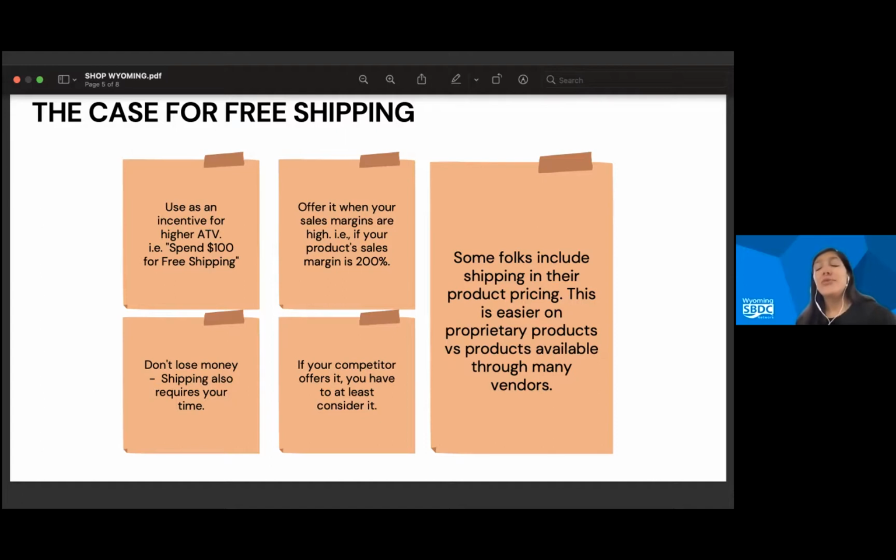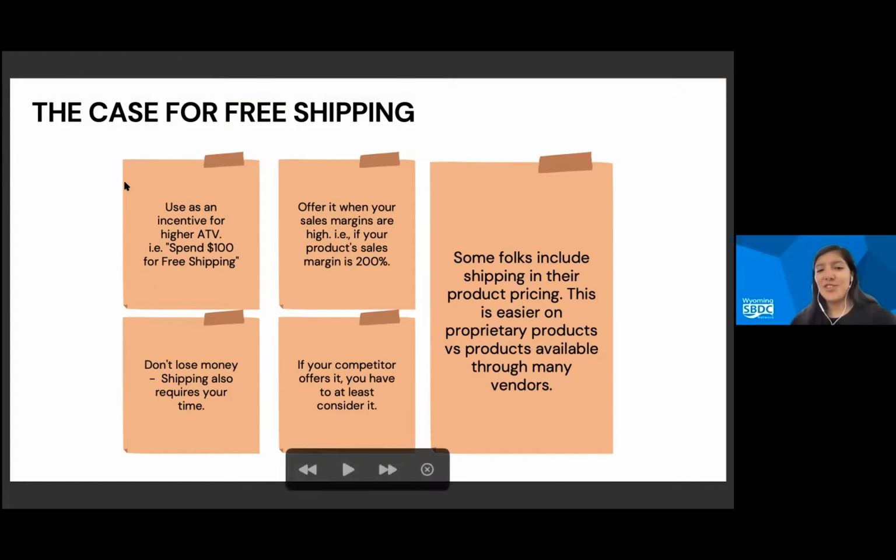If it takes you 20 minutes to put together an order, then that has to be included in that cost as well. If not in your product cost, then in your shipping cost. So it really depends on how you do your math, but please don't lose money over free shipping. It's not worth it that much.